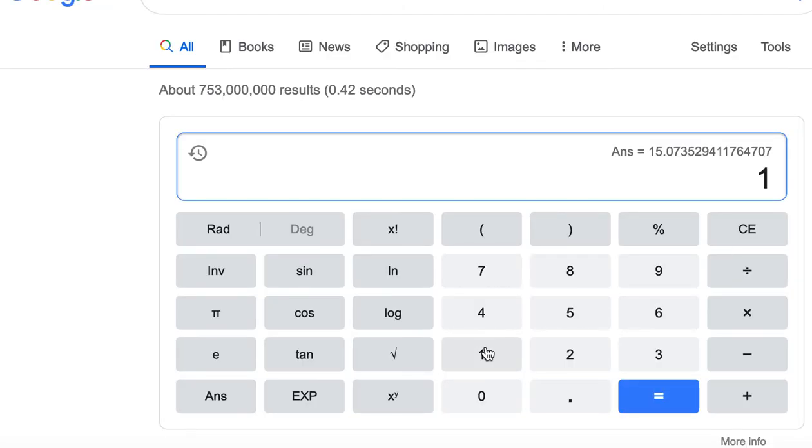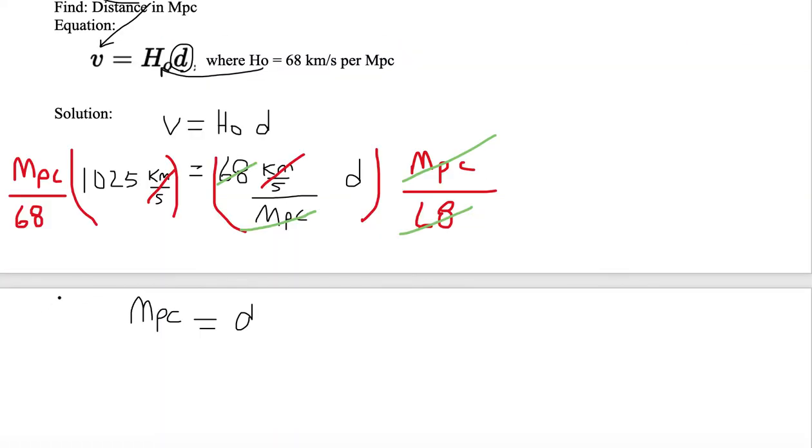So we go to our calculator, our online calculator. All I did was go to Google and type in calculator, and this is what I got. And I'm going to divide by 68. So I put 1025 divided by 68 equals, and it's 15.07, and we're going to round this. Since 7 is greater than 5, the 0 kicks up to 1. So we're going to put in here 15.1. And so our answer is the distance to the Sombrero galaxy is 15.1 megaparsecs using the Hubble-Lemaitre law.